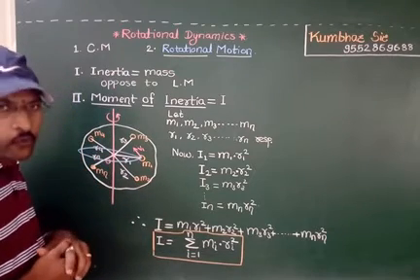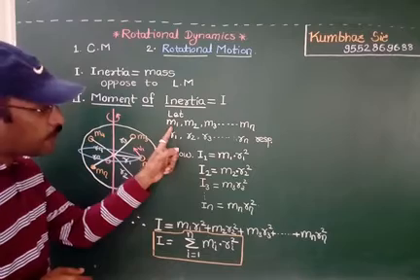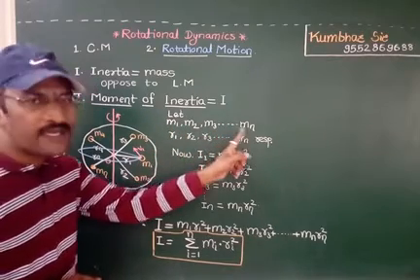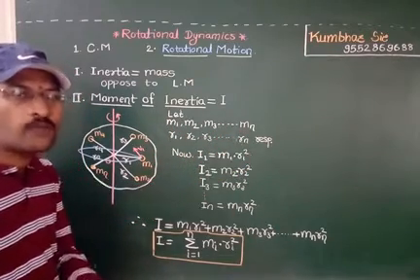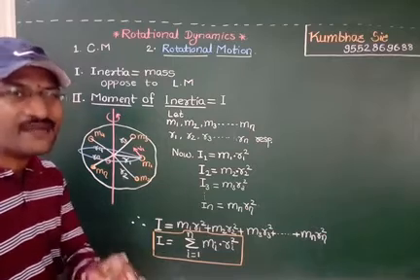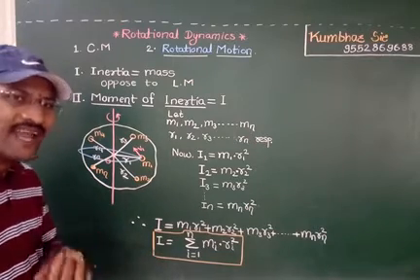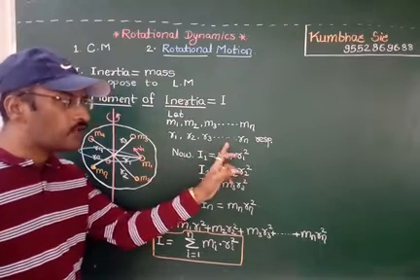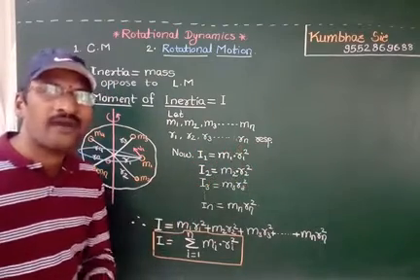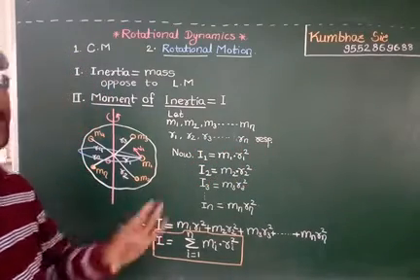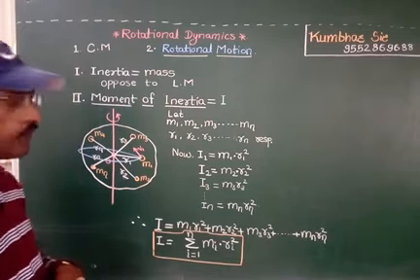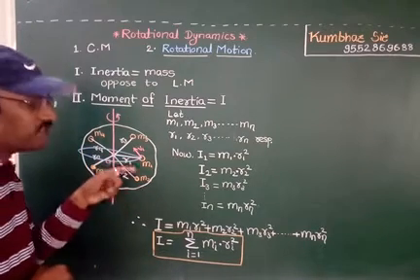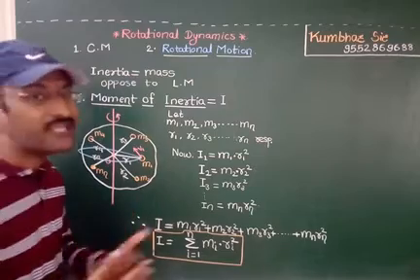through the point O. Let M1, M2, M3, Mn are the masses of the particles of the rigid body situated at distances R1, R2, R3, Rn from the axis of rotation respectively. Now, physics says, what is the moment of inertia of the first particle, second particle, third particle?